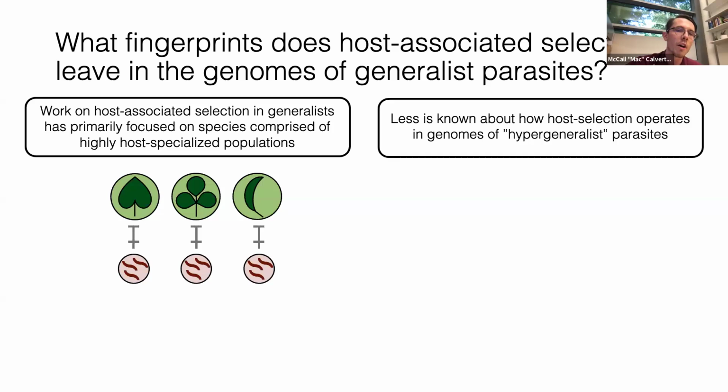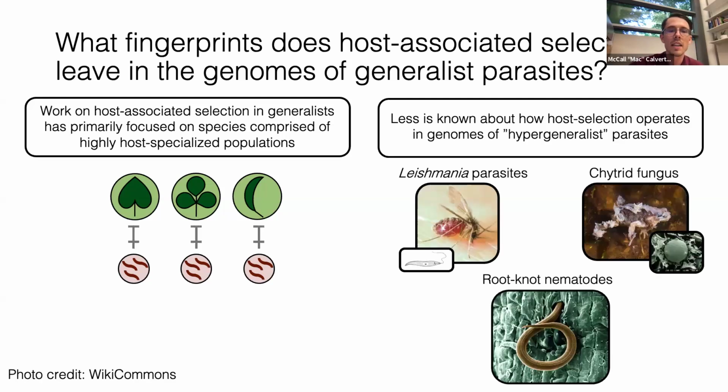Less is known about how host selection operates in the genomes of what I would describe as a hypergeneralist parasite. So these are parasites that infect dozens to hundreds of host taxa. And some examples of these include Leishmania parasites of mammals, chytrid fungus, which has been devastating amphibian species across the world, and the focus of my talk today, root knot nematodes, which are pretty devastating pests of plants.